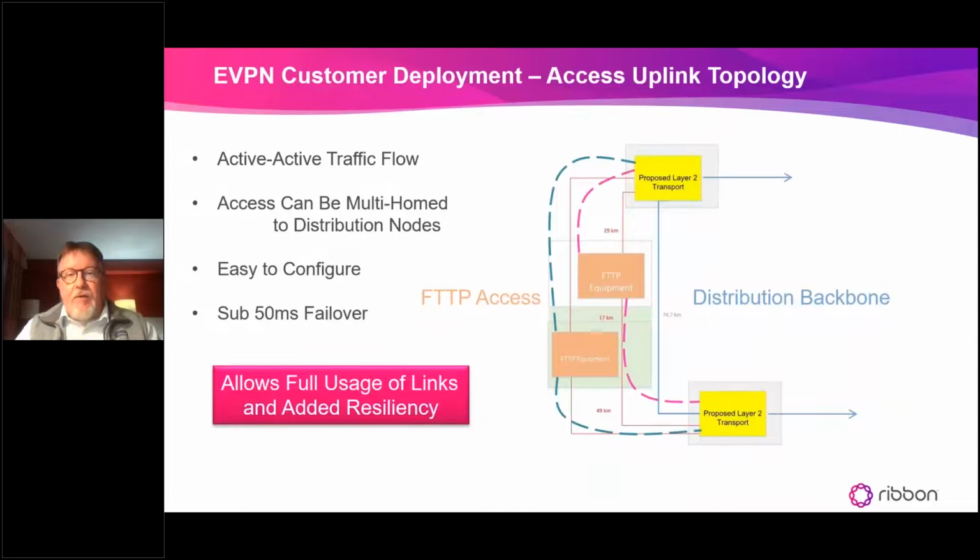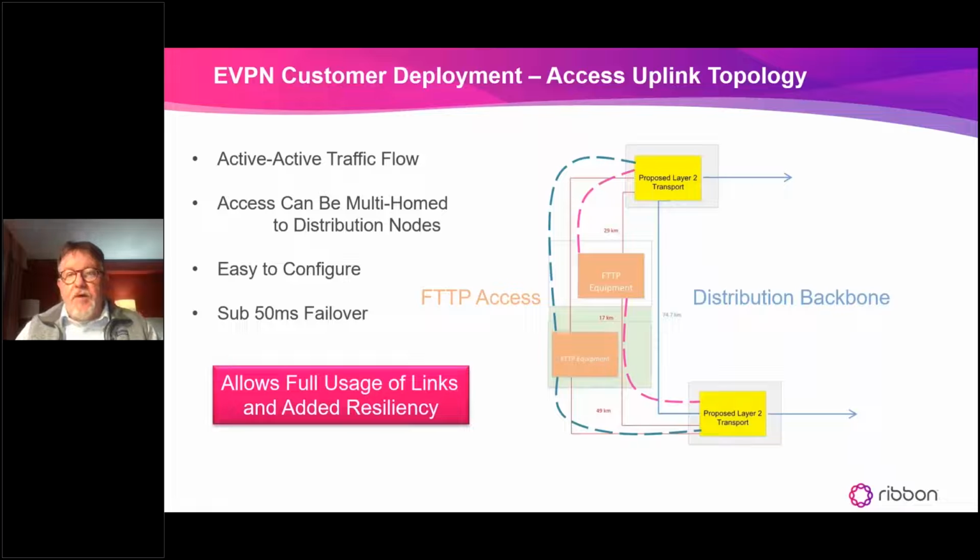Here's an example of how one customer deployed it. They had fiber-to-the-premises equipment, their access equipment from a well-known vendor out in the hinterlands, right? Obviously, they're distributing the traffic out to their PON customers, but they wanted each one of those to have a redundant connection to the distribution backbone. So instead of running a technology like 8032, which is somewhat obsolete by now, not as efficient, not as reliable, they wanted to operate EVPN here.